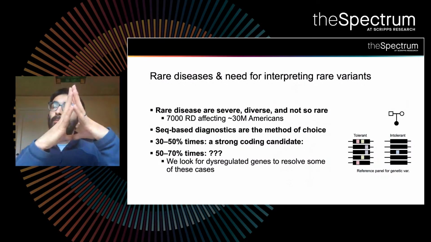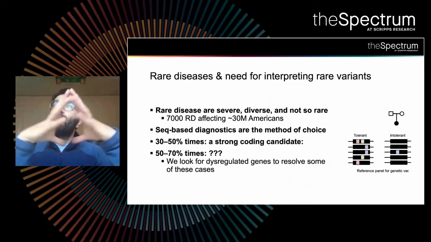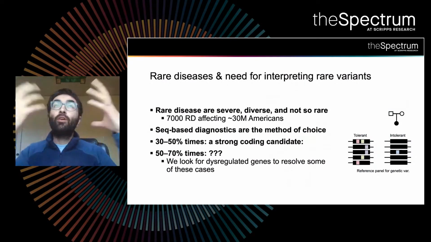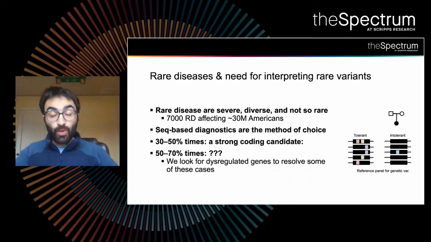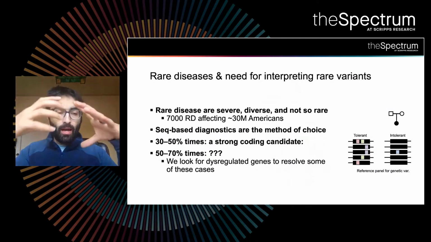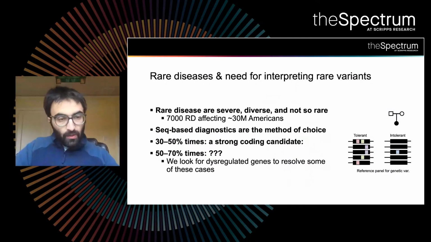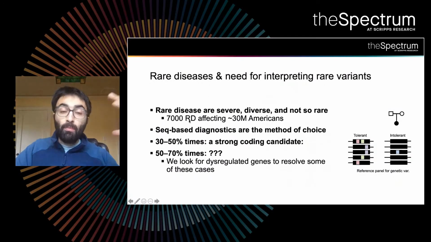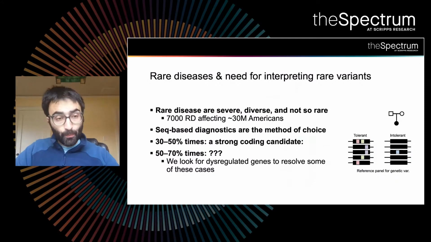Besides this form of common variation and the contribution of gene expression to variation in common phenotypes, we could also use this type of information to decipher cases in rare diseases. I talked about this a little earlier, but rare diseases are generally very severe diseases. That is why they stay rare. But there are so many of them out there, thousands, and combined, they actually affect a lot of people.